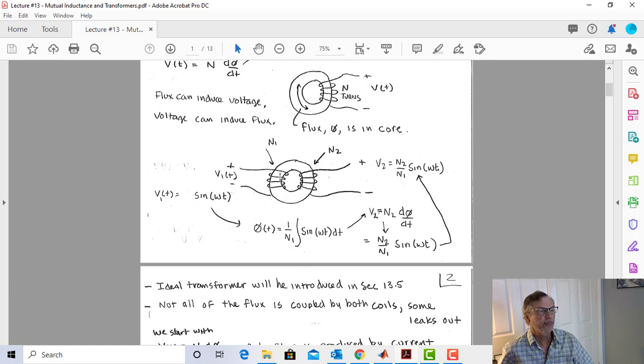So for this case, all the flux that was generated or caused by this coil stayed in the core, and every little bit of it went through here. So this is part of the definition of an ideal transformer. And we make transformers this way. If you look on the cover of this fine book, what do you see? A toroid. So here's an example of one.